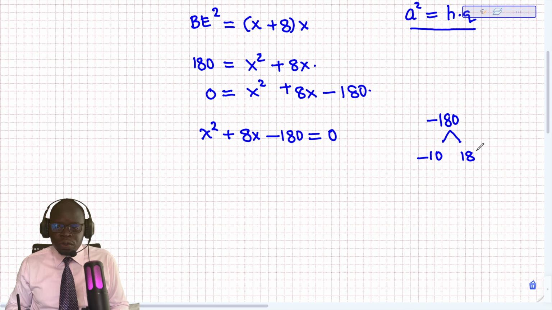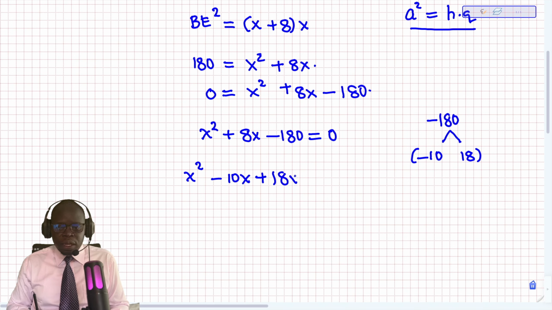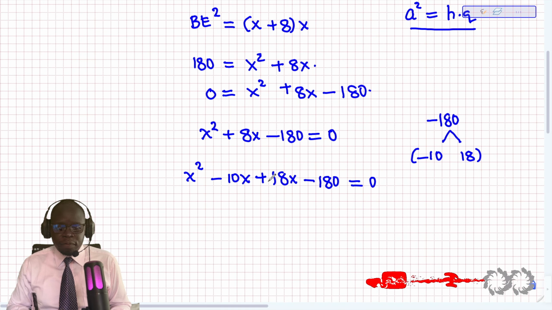So from here, we'll use these two factors to reorganize the term in the middle, maintaining the terms x squared and negative 180. So taking our negative 10, attaching our x here, we also add 18x. Now we also copy our constant here, that is 180, of course negative, and this must give us 0. So there are two pairs of terms here.